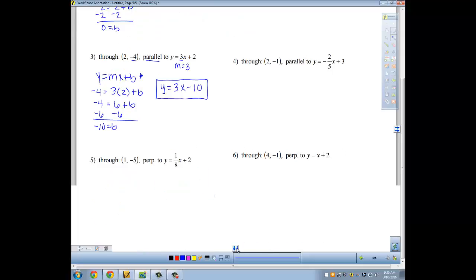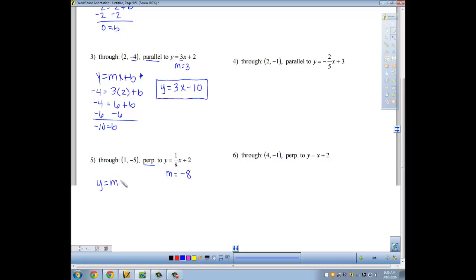Now perpendicular, there's a bit more work to it, so I'm going to do 5 and 6. Number 5 says perpendicular. Anytime it's perpendicular, I want the slope to be the complete opposite. So that includes the sign. So my slope was 1/8. So I know it's going to be negative because the opposite of positive is negative. And the opposite of 1/8 is 8. So my slope is negative 8.